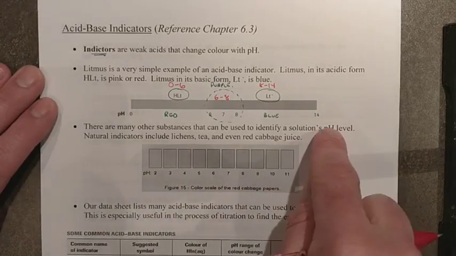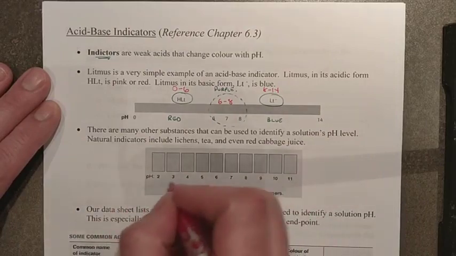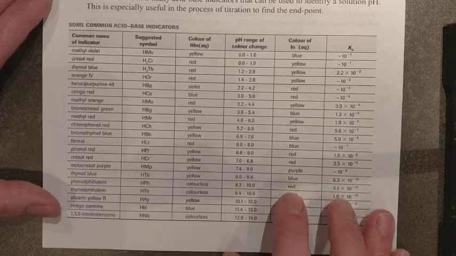Okay, we talk about red cabbage juice. It can do things because it changes colors in various pHs. Don't worry about that. All right, but we get down to something that is on our data sheet.